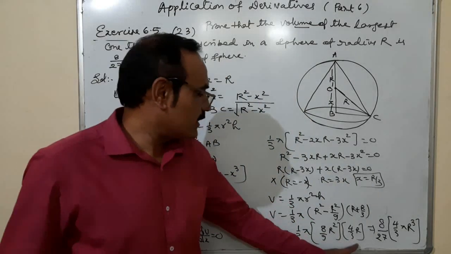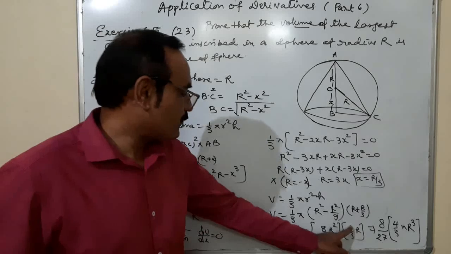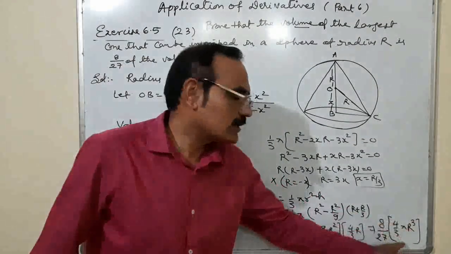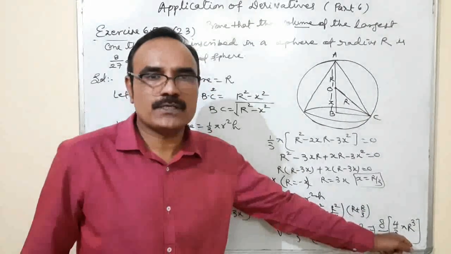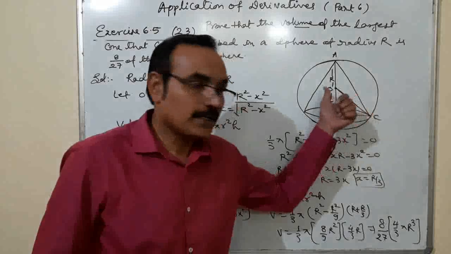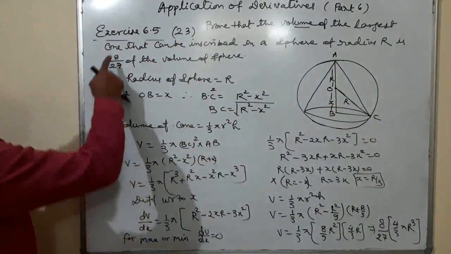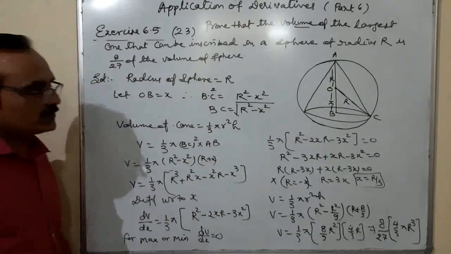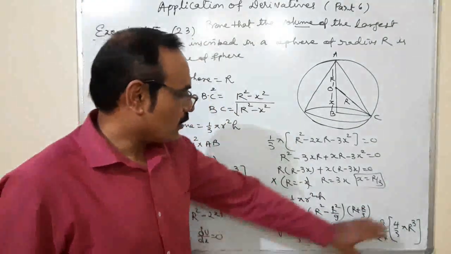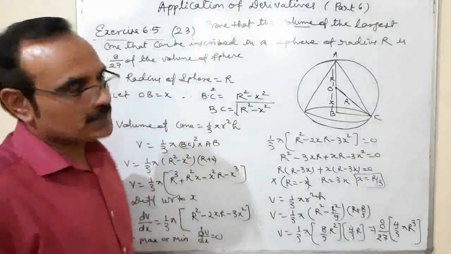8 upon 27 is here. And what is left? 4 upon 3 pi r square into r, it is r cube. 4 upon 3 pi r cube. Have you remembered what this is? This is the volume of sphere, 4 upon 3 pi r cube. And what we want to prove is 8 upon 27 of the volume of sphere. So this is proved, the volume is 8 upon 27 of the volume of sphere. That is one. Now let us check whether the volume is maximum, yes or no.